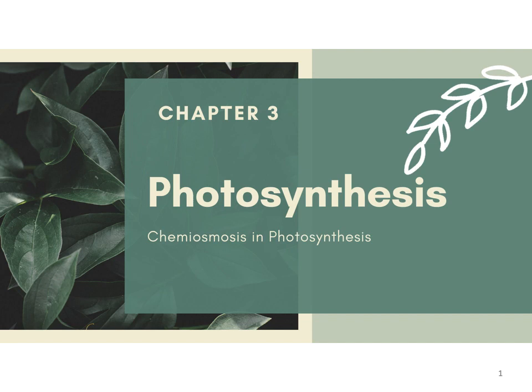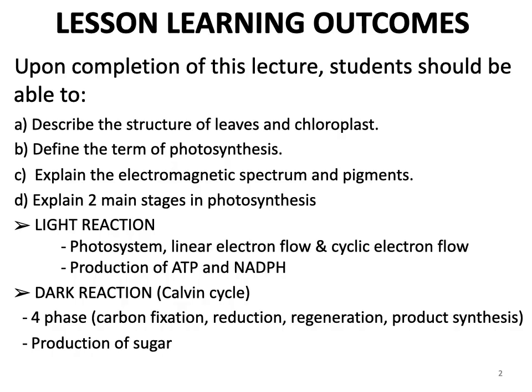Here we are still in chapter 3. So we are going to continue our lesson on photosynthesis. In this video, we will specifically be looking into the chemiosmosis process in photosynthesis, where ATP molecules are being synthesized to power the Dark reaction or Calvin cycle later. Coming back to our lesson outcome, chemiosmosis is part of the light reaction that you have seen in the previous video.